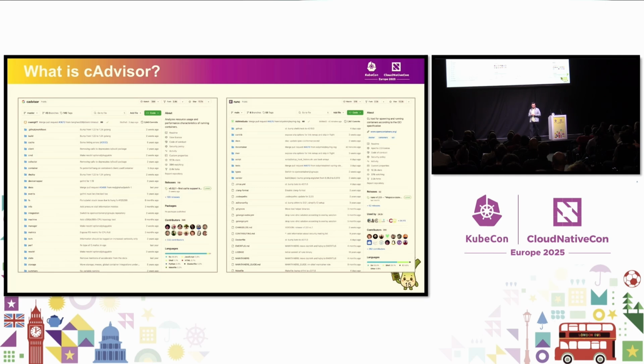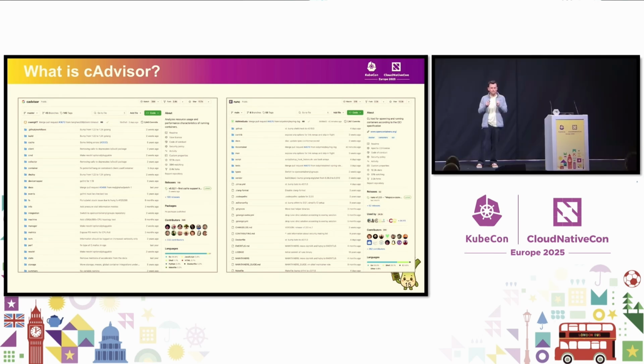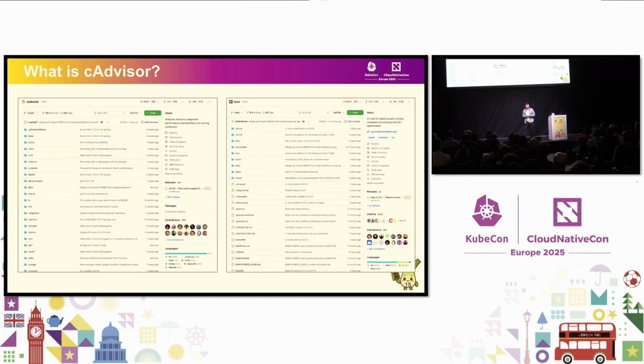So cAdvisor, it's the project on the left. This is basically a utility for you to analyze and understand the resource usage of your containers in a cluster, or just on the node, sorry. And I wanted to mention runc here because pretty much all the underlying technical implementation of cAdvisor is relying on runc libcontainer, which is the pure Go implementation for interacting with containers in the Kubernetes world. It's used by containerd, it's used by CRI-O, etc., etc.